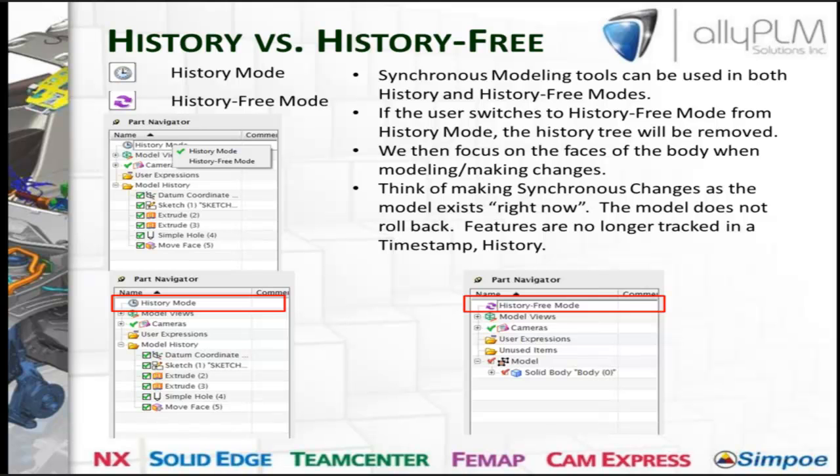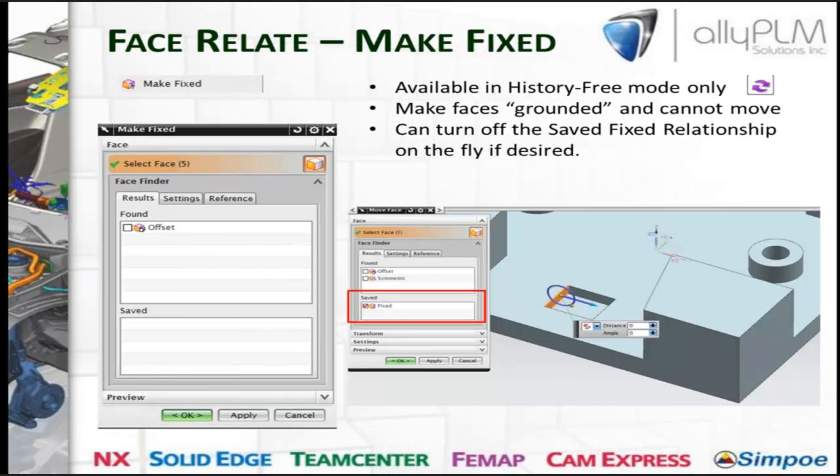The model does not roll back, right, because we're in history free, and features are no longer tracked in a timestamp or a history. Okay, and I'll show you a couple ways of how to transfer to history-free mode. So those other tools were ghosted out because those tools are only available in history-free mode.